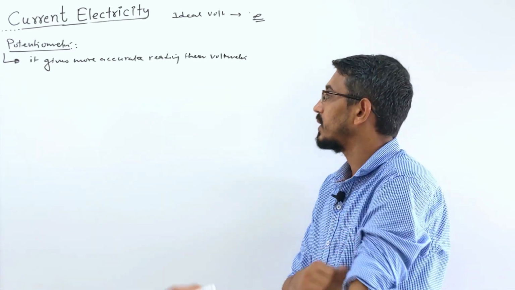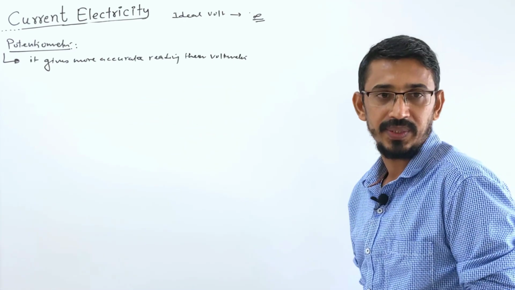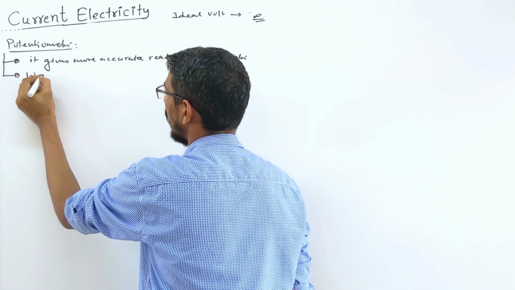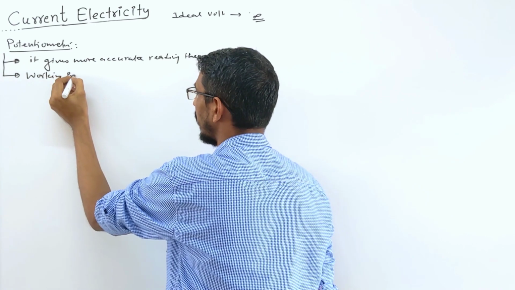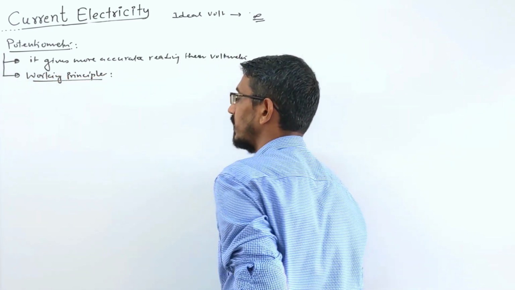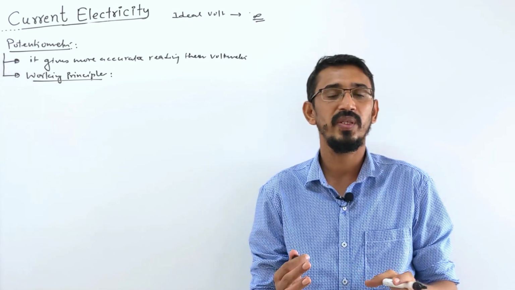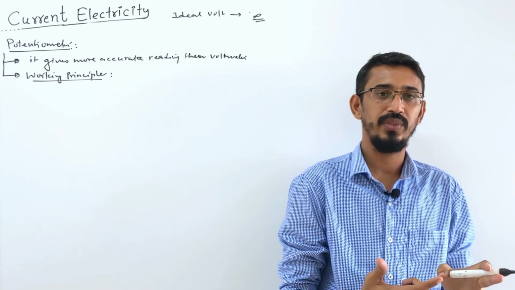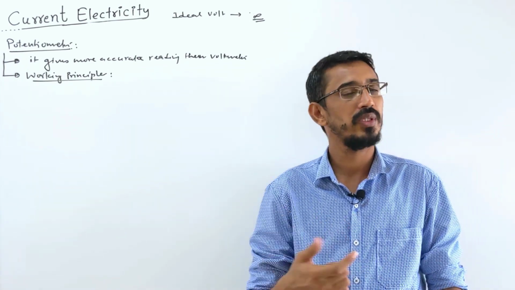Okay, let's talk now about the working principle, how it works. The principle is very simple. It works on the principle that if you have a uniform wire, then the potential drop across this wire is directly proportional to the length of the wire.